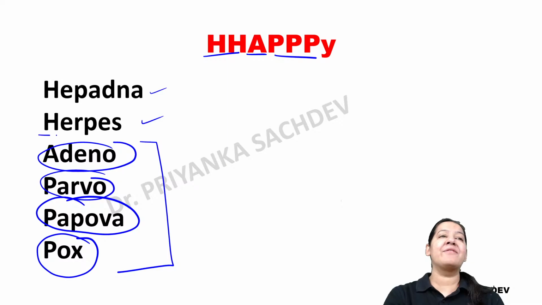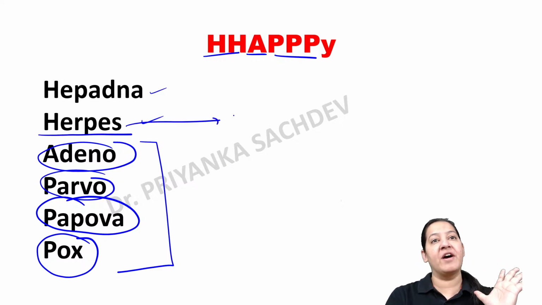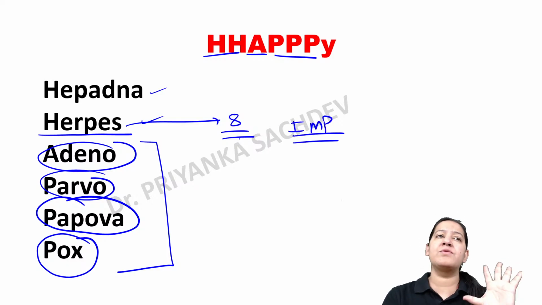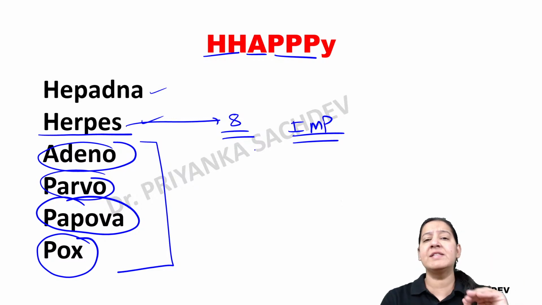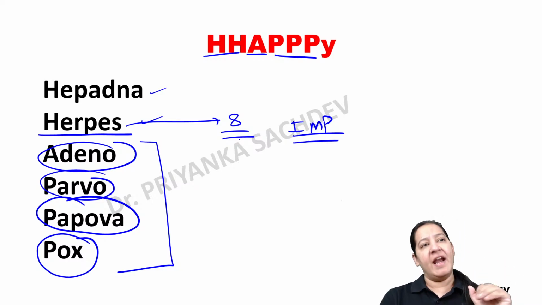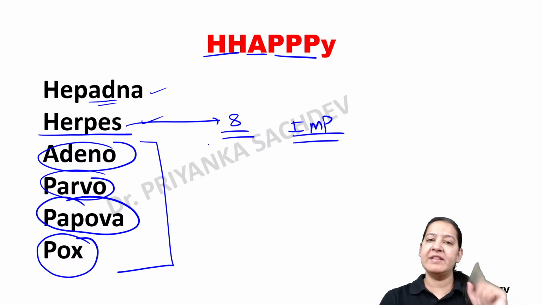So let me start with herpes virus. First I will teach you there are 8 types of herpes virus. All 8 are in your syllabus and it is a very important topic. Many MCQs are asked from these herpes viruses. You yourself will see. I will launch all the previous year questions in the polls. So I will teach you all 8 herpes viruses one by one. I will teach you the classification, and then Hepadna virus I will take with the RNA viruses.